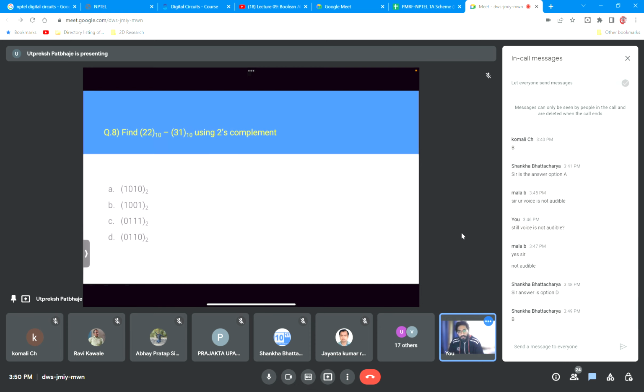Now you have to find 22 minus 31, which are in base 10, using 2's complement. You guys start to solve it parallelly. I will also try to solve it on this board. Let's first convert this to binary. 22 in base 10 would give out, I'm just performing the division, so you will get 10110.